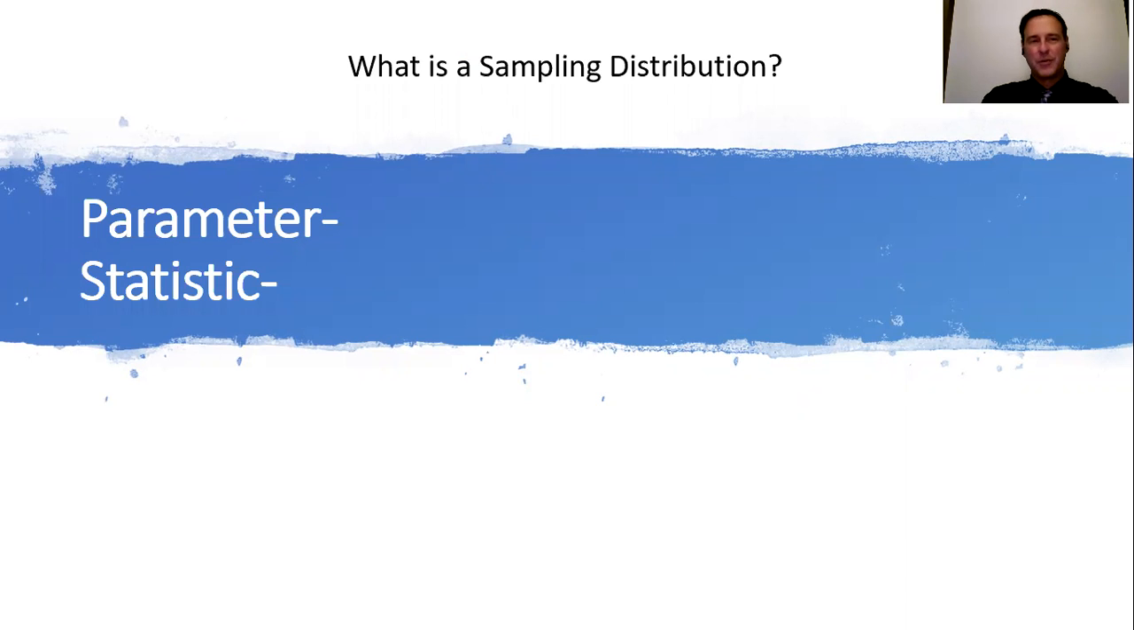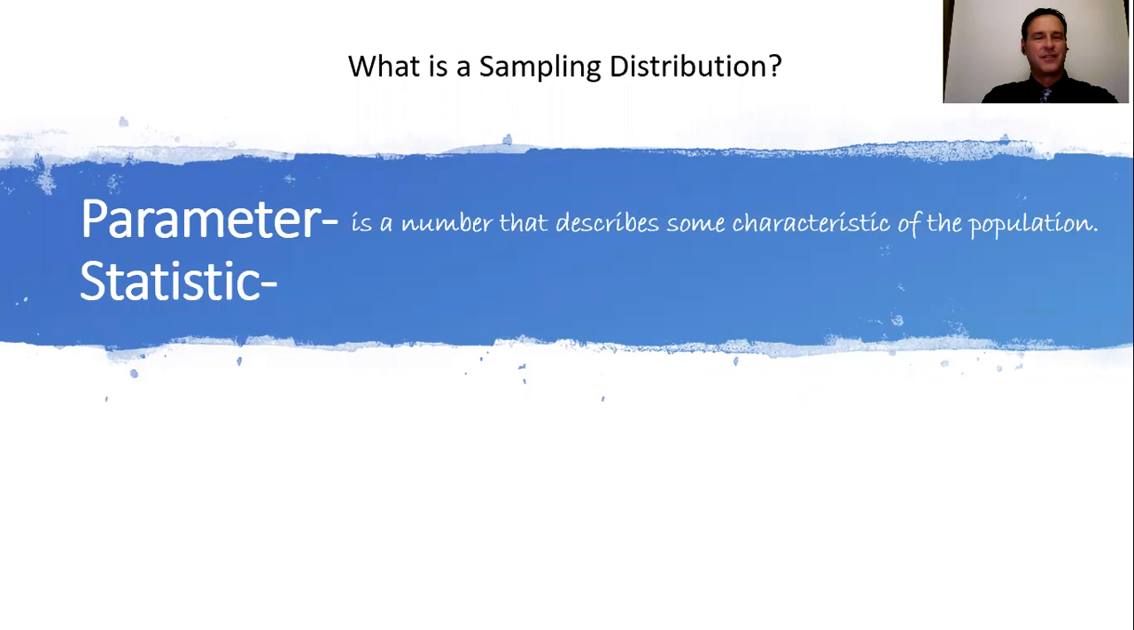So we have parameter, we have statistic. Let's look at parameter. A parameter is a number that describes some characteristic of the population. It's usually too difficult to find. Why is that? Well, populations are enormous.